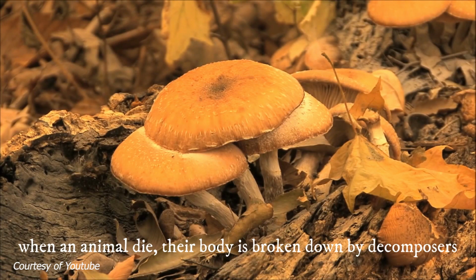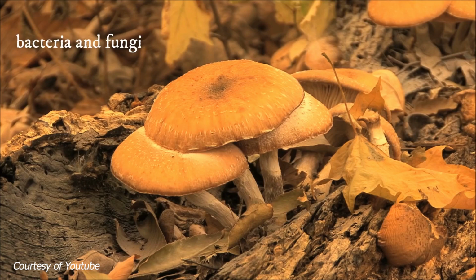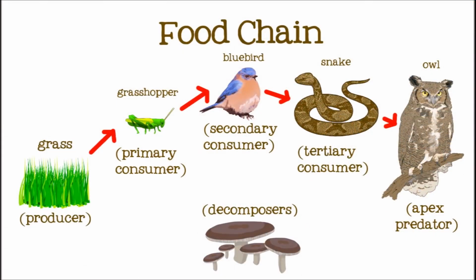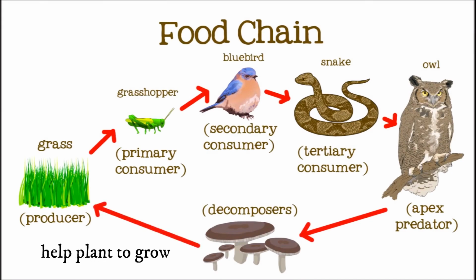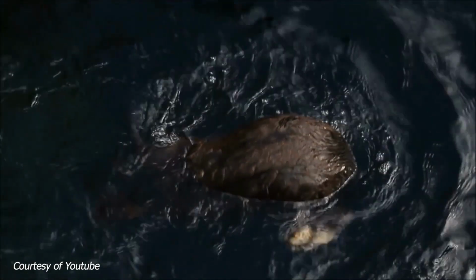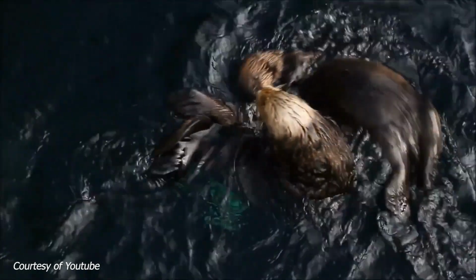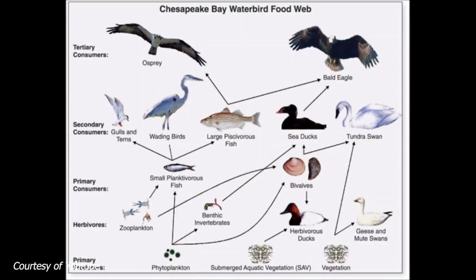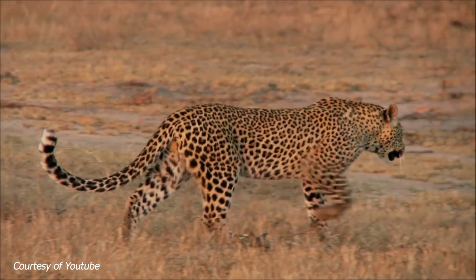When an animal dies, their body is broken down by decomposers. Decomposers are usually bacteria and fungi that break down dead plants and animals into nutrients in the soil. Its turn helps the plant at the beginning of the food chain to grow. It's the circle of life. A food web is a network of interconnected food chains. The arrows are used to show which direction the energy flows and help keep track of the connections between organisms.